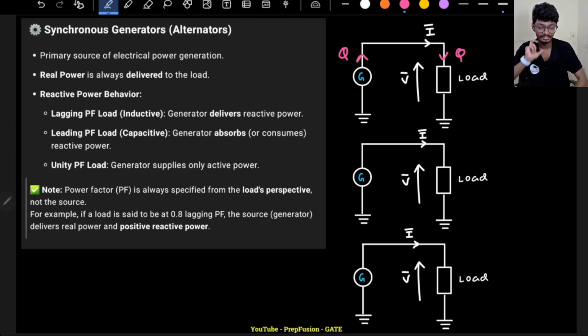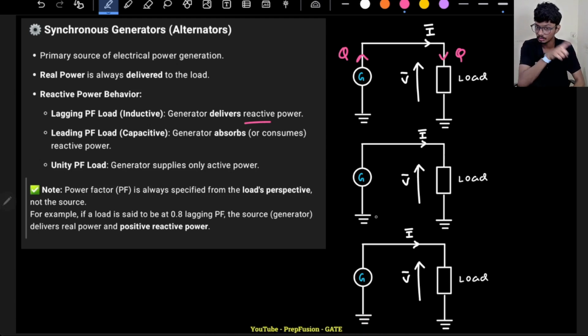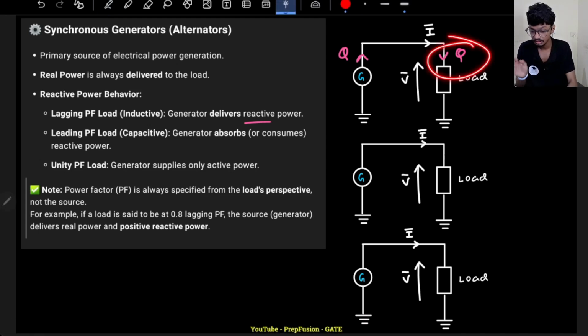So when I say the generator is operating at lagging power factor, unless it is specified otherwise, they are talking about the load only. That basically means the generator will supply the reactive power. The generator is operating at lagging power factor means the load is lagging, that means the load will consume reactive power, and that means the generator will deliver the reactive power.